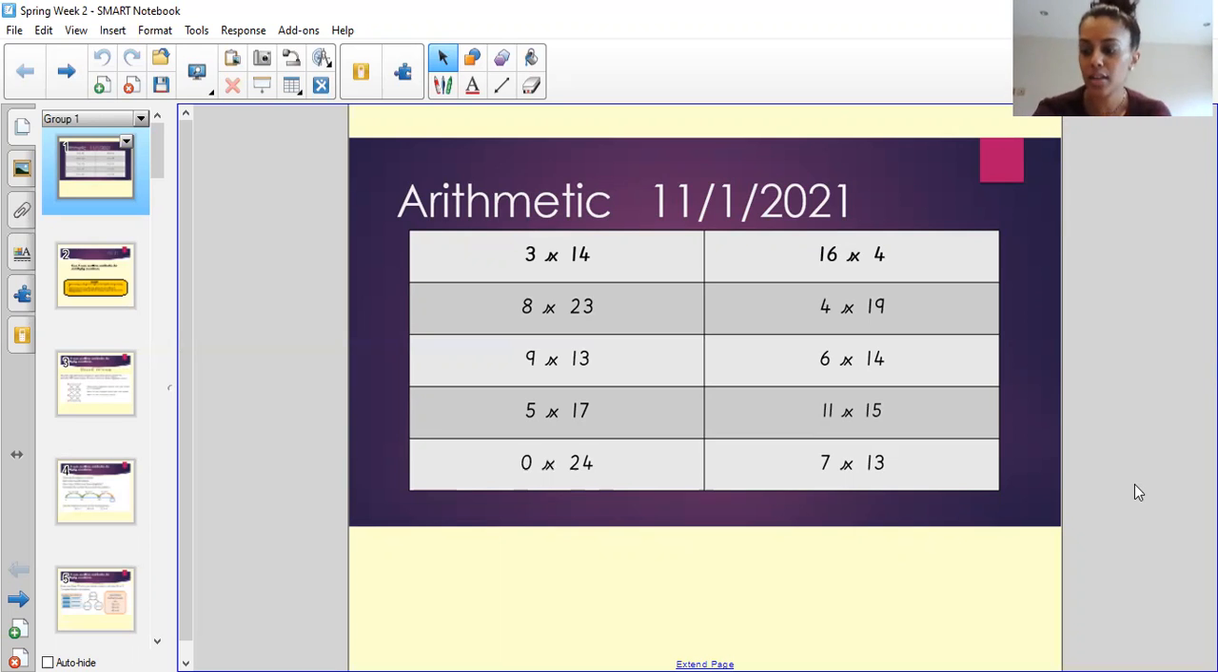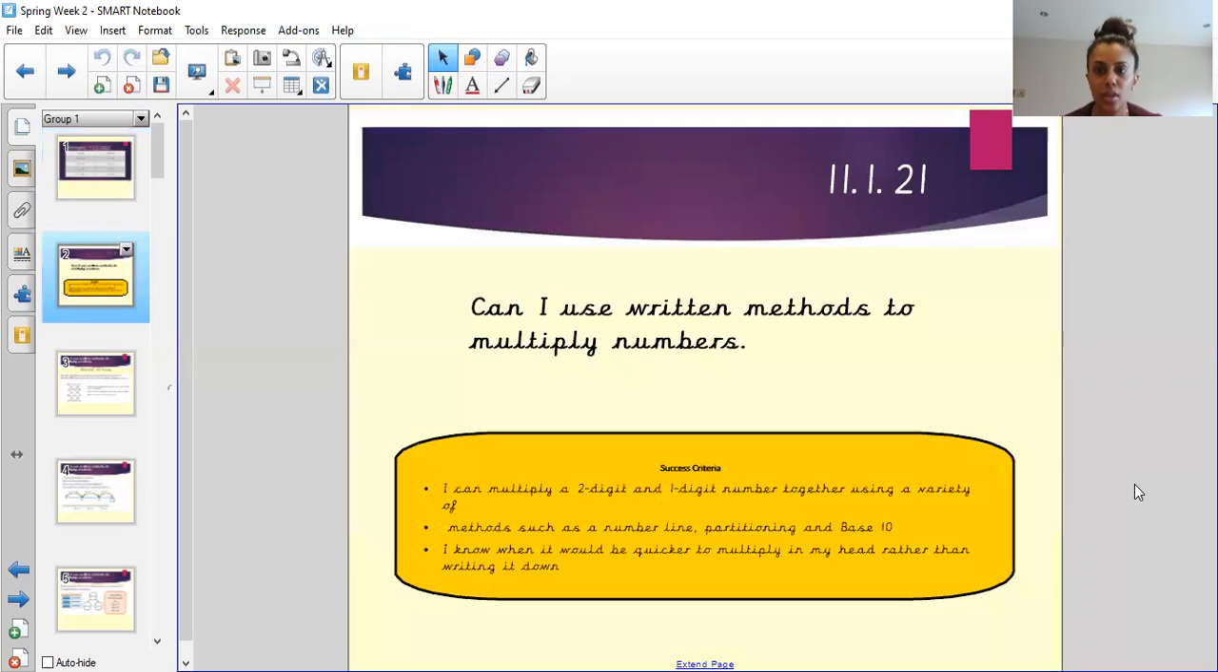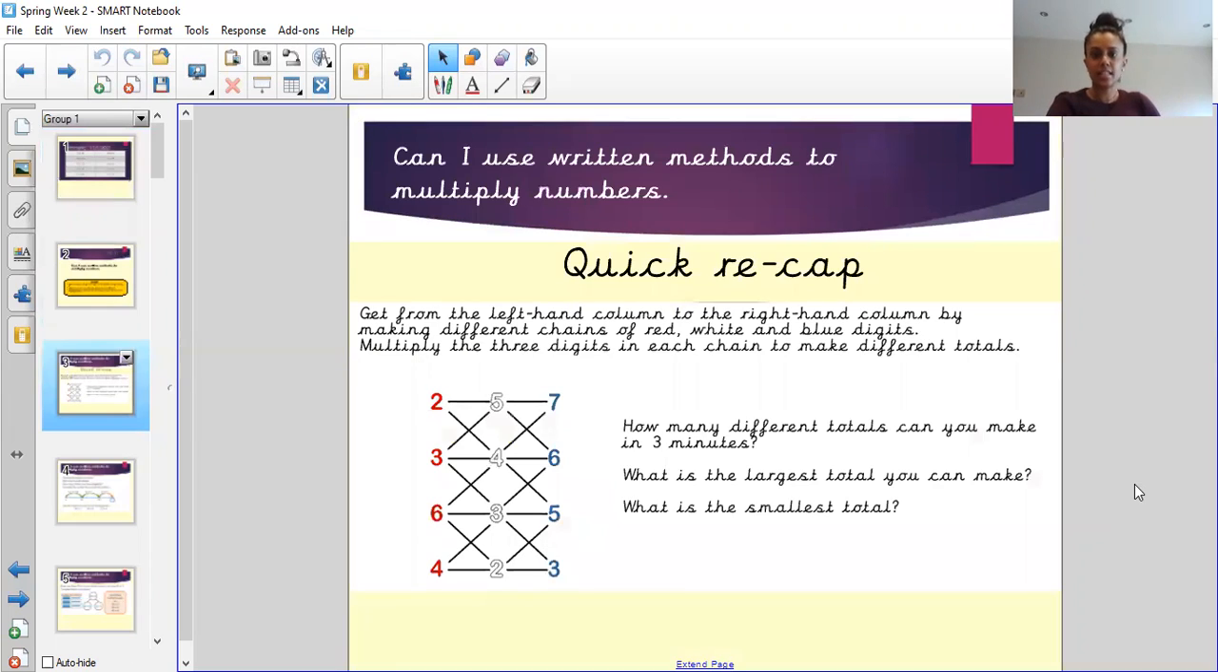Okay, so going back to our lesson for today, let's have a look at our learning objective. The learning objective for today's lesson is, can I use written methods to multiply numbers? So we did this on Friday's lesson. We're actually going to recap over it in today's lesson. So let's have a look.